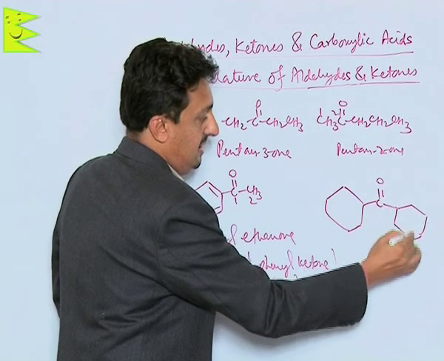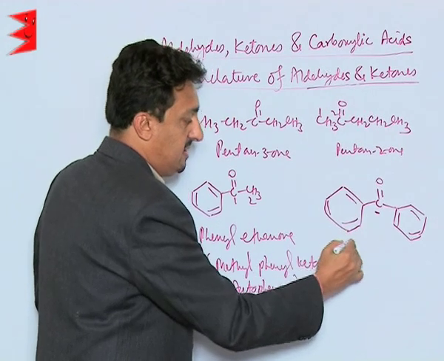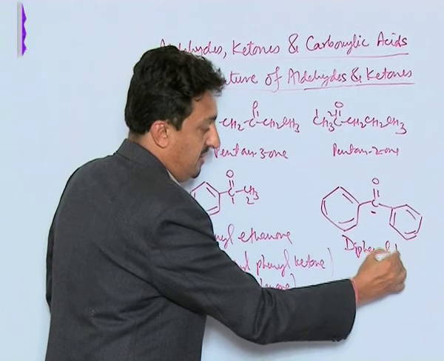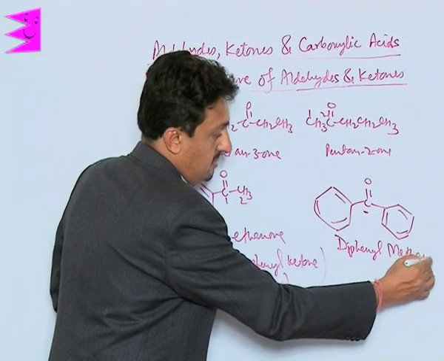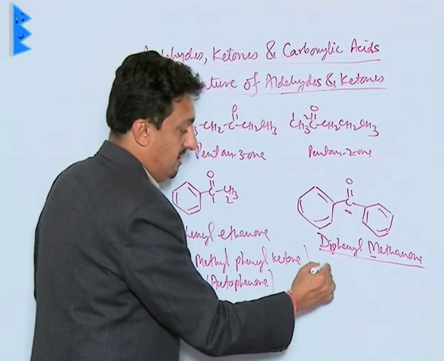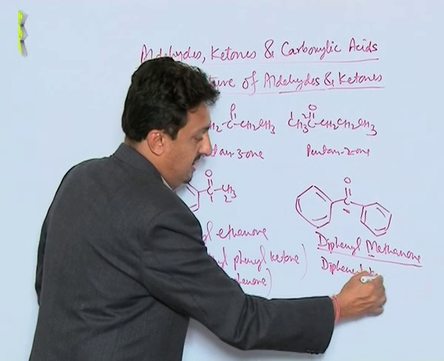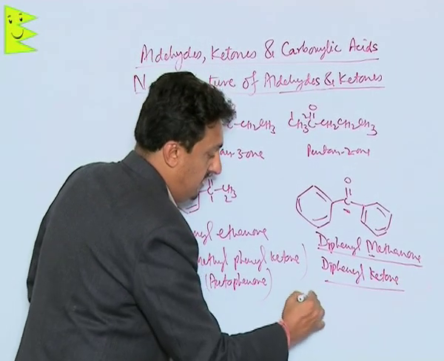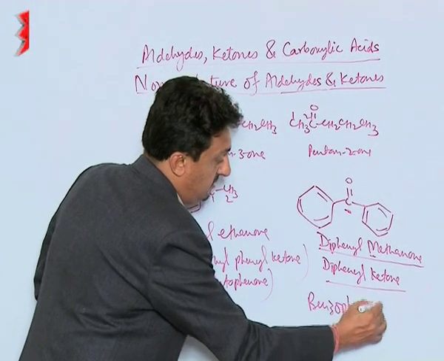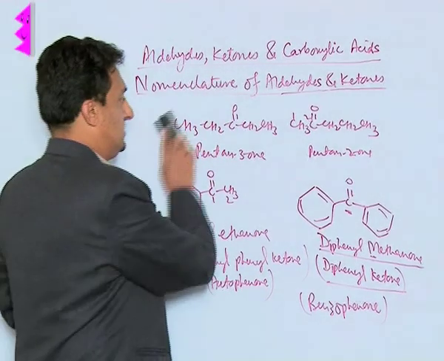Let us see the other example. It can be like this. Now it is only a 1-carbon ketone, so we call it diphenylmethanone. Methanone means 1-carbon ketone, or it can also be called in common nomenclature diphenyl ketone, and its commercial name is benzophenone. So this is how we name. Let us see some more examples.